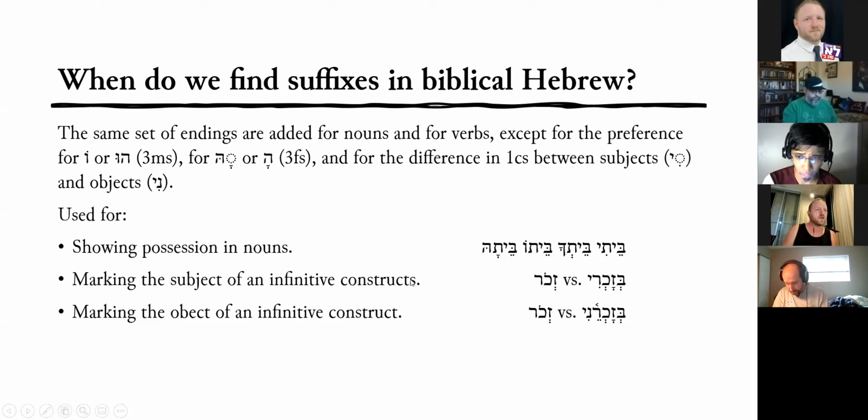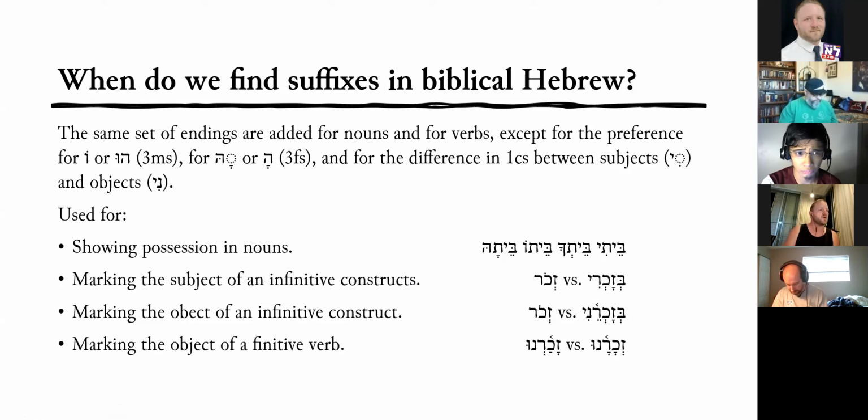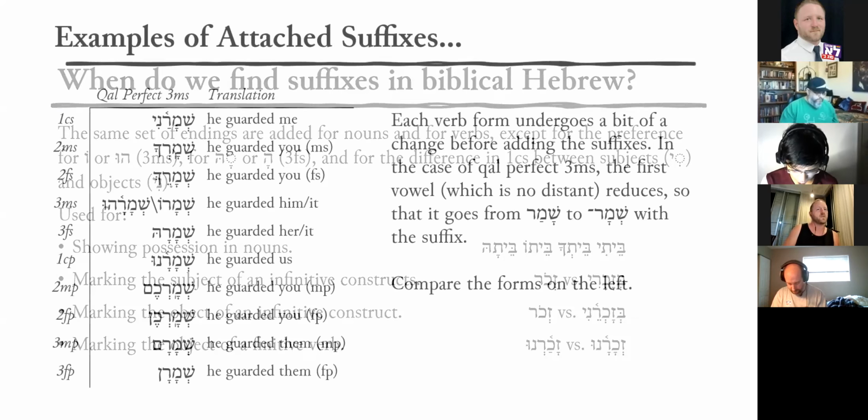So zechor and bezochreini. Bezochreini is like in remembering me. It's the object. Most of the endings are going to be the same for the subject or object of infinitive constructs, but the first common singular does switch out. So it adds the nun in there. And then marking the object of a finite verb. So zacharnu, we remembered, but zacharanu, he remembered us. Zachar, otanu, zacharanu. Okay, that's what we're looking at today, those endings.